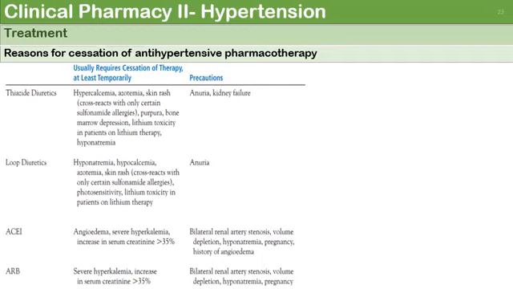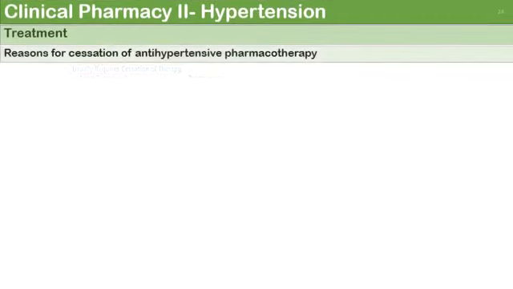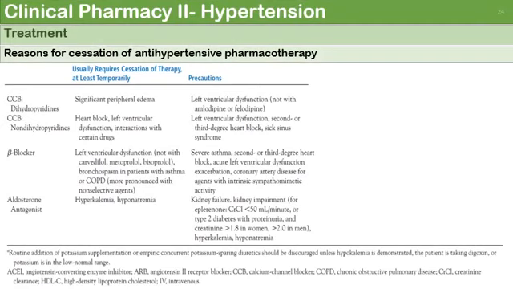Bilateral renal artery stenosis, volume depletion, and hyponatremia. Angiotensin receptor blockers are like ACE inhibitors. Calcium channel blockers: the dihydropyridines like the nifedipine group, significant peripheral edema and left ventricular dysfunction, not special for nifedipine. Non-dihydropyridines like verapamil: heart block and left ventricular dysfunction.